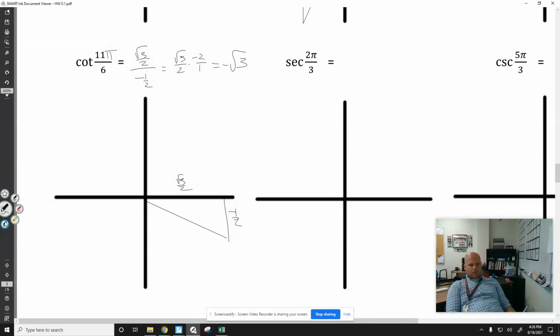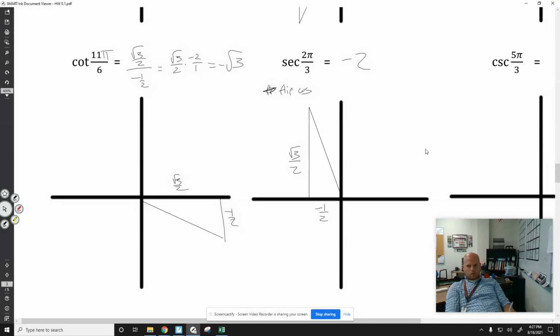2 pi over 3. I know where 3 pi over 3 is. Subtract 1, so we're right there. To the left, up. Longer side is the vertical side, because we're going at a 60-degree reference angle. Secant is the flip of cosine. Cosine is negative 1/2. Flip it.